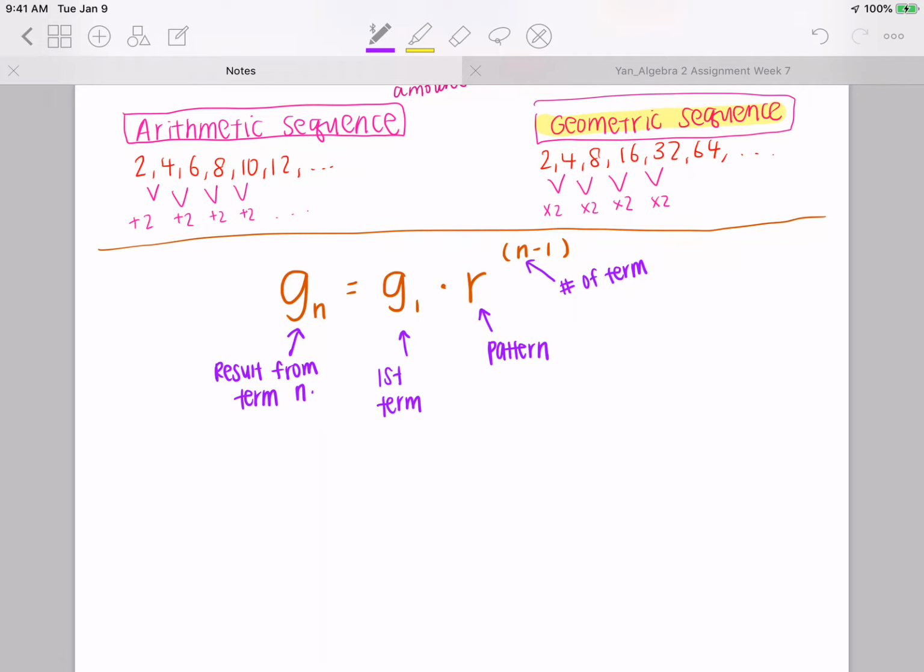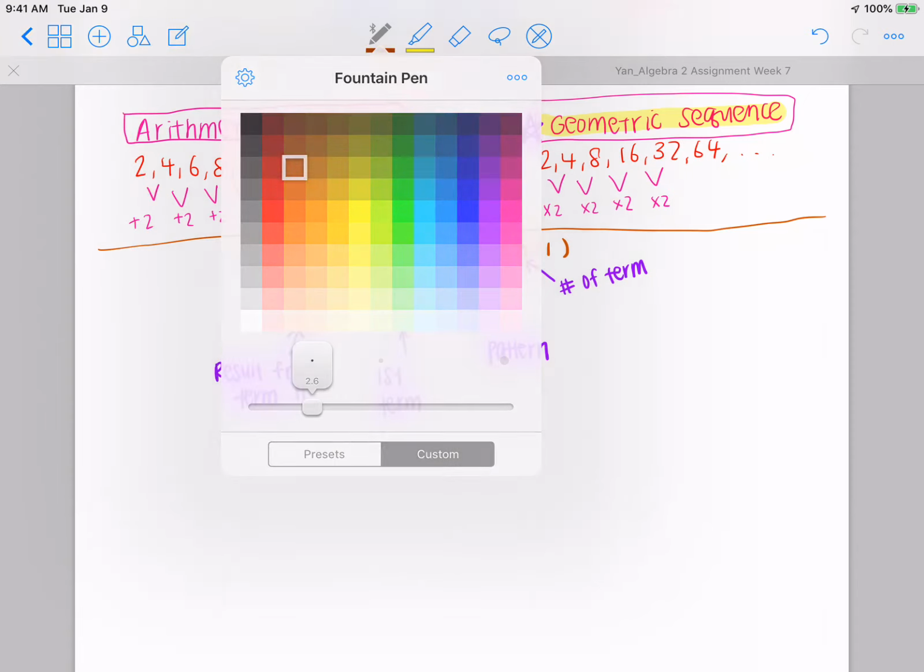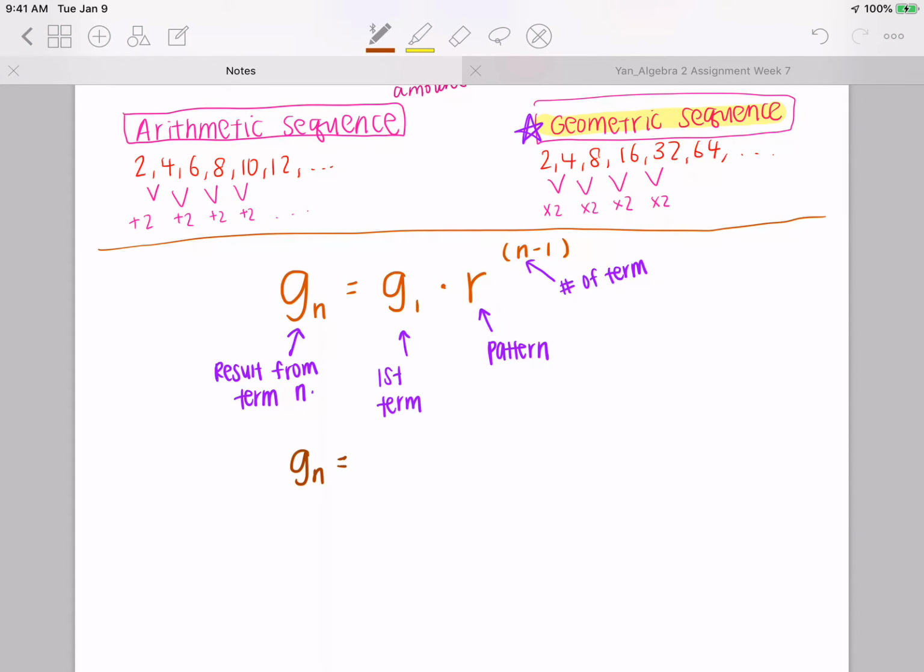So if I were going to use my sequence from here to write a formula, we would have G sub n equal G sub 1. What's our first term? Our first term is a 2, right? This is our first term. So I would start off with the 2 times, what's the pattern that we keep multiplying? It's also a 2. So this 2, it's our pattern. Okay, and we raise it to n minus 1.